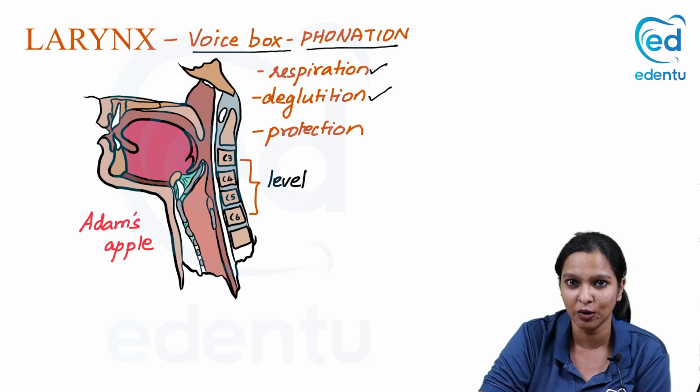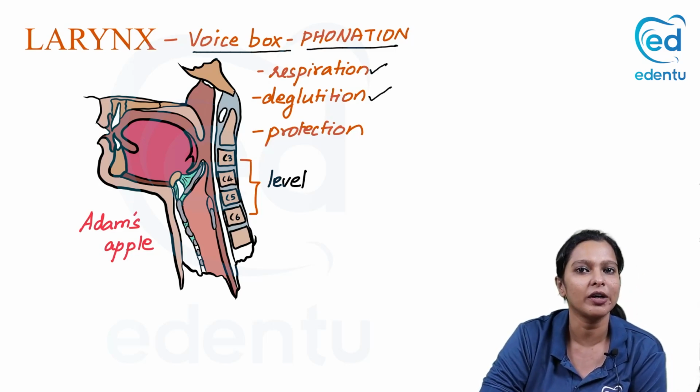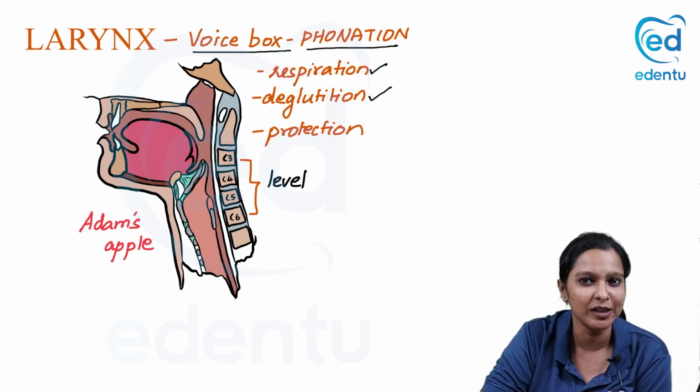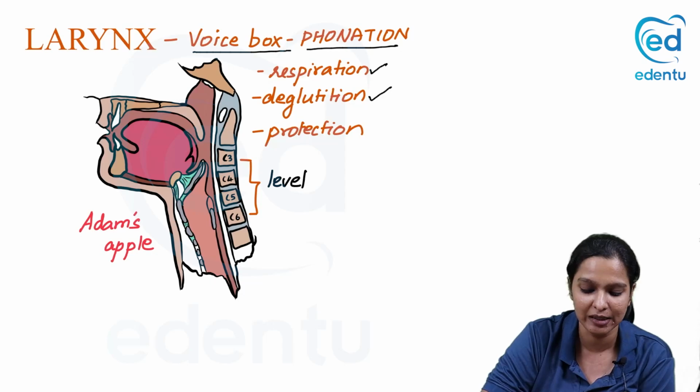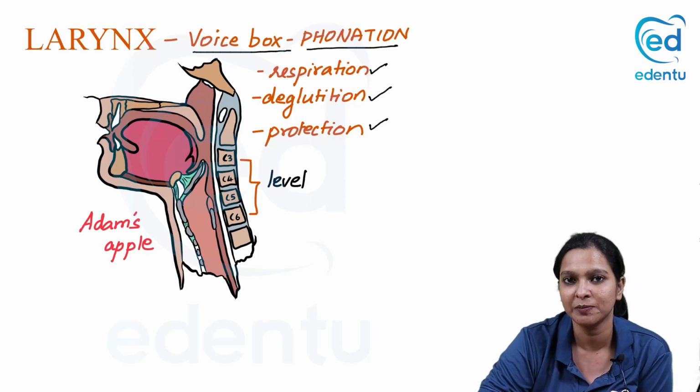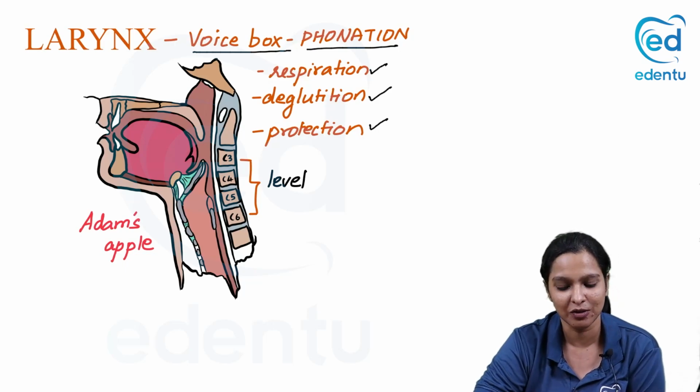Deglutition: it has to close properly for us to not get aspirated. Whatever we swallow, the food and liquid, should enter into the esophagus, so it aids in deglutition. It also protects the lower respiratory airways. So these are the major functions of the larynx.